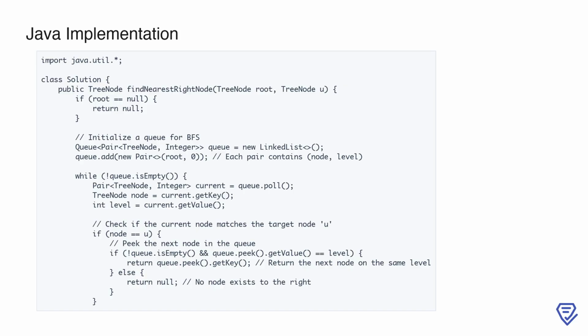The BFS loop begins by polling the first element in the queue, which gives us the current node and its level. Here, we check if the current node matches the target node, U. If it does, we peek at the next node in the queue to see if it's at the same level. If the next node exists and its level matches the current level, we return it as the nearest right node. Otherwise, if there's no such node, we return null to indicate that no right node exists at the same level.